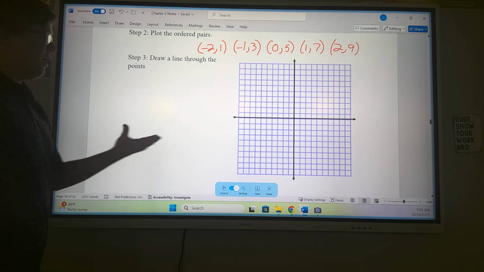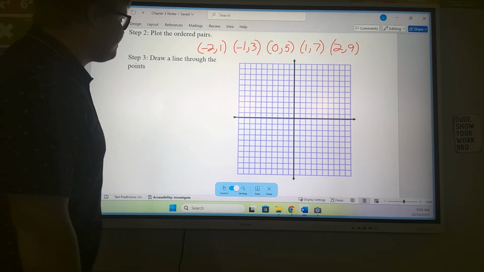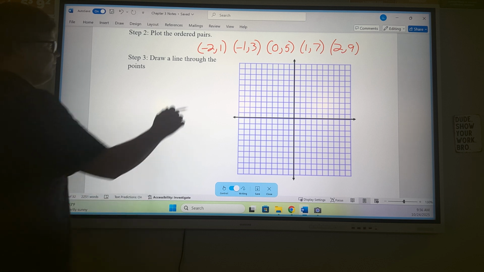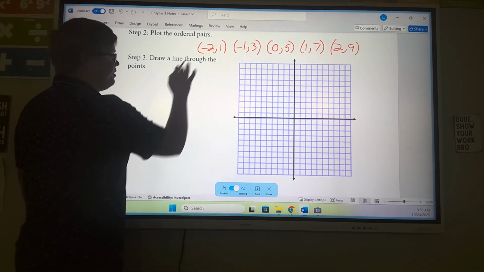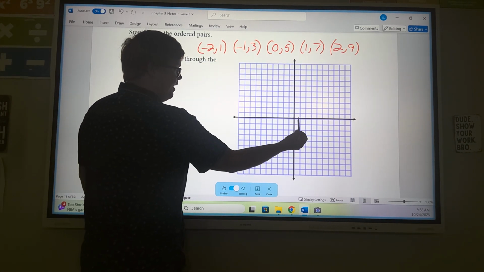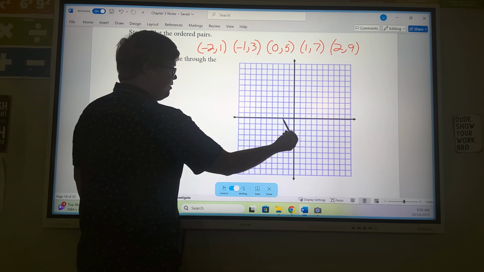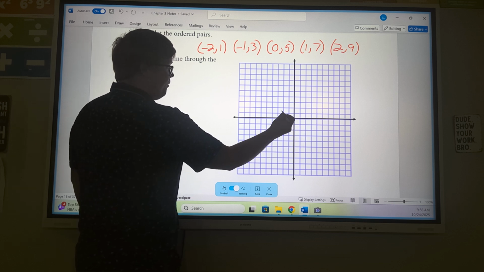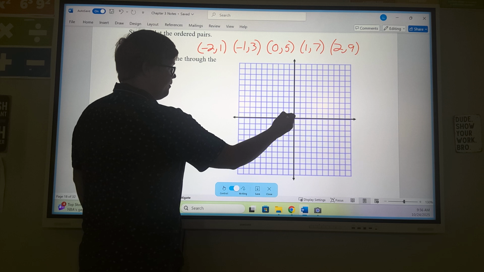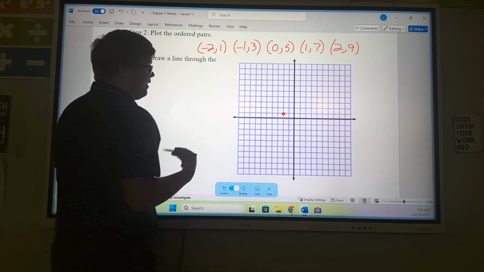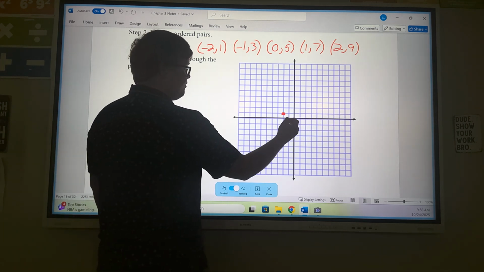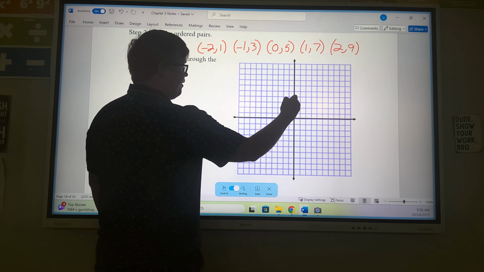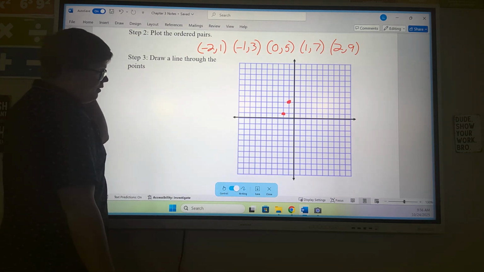Okay, so on a coordinate plane that looks like this, we just graph. We start at the origin. We have negative 2 and 1. Negative means we go left, so we go left 1, 2. Positive 1 means we go up 1. That's our first point. Okay, the second point is negative 1, 3. So you go left 1, up 3. Our third one is 0, 5. So that means we do not move right or left. We just go up 5.